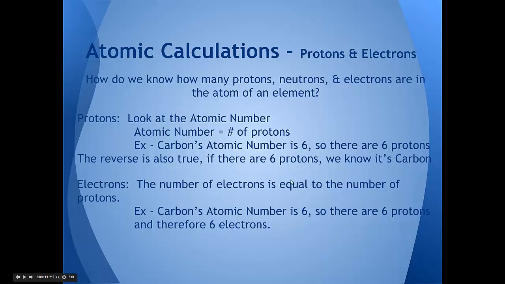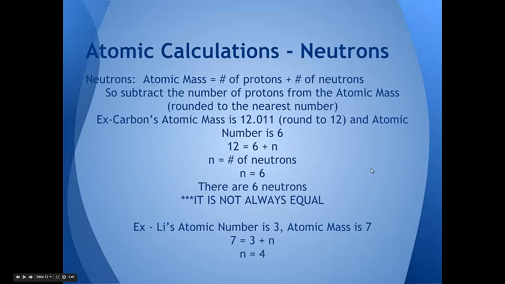Electrons, the number of electrons is equal to the number of protons. Atoms are not naturally charged, and so the protons, which have a positive charge, have to balance and match the electrons, which have a negative charge. So carbon's atomic number is 6, so that tells us there are 6 protons, which means there has to be 6 electrons. Now, neutrons is an extra step, but not difficult at all.